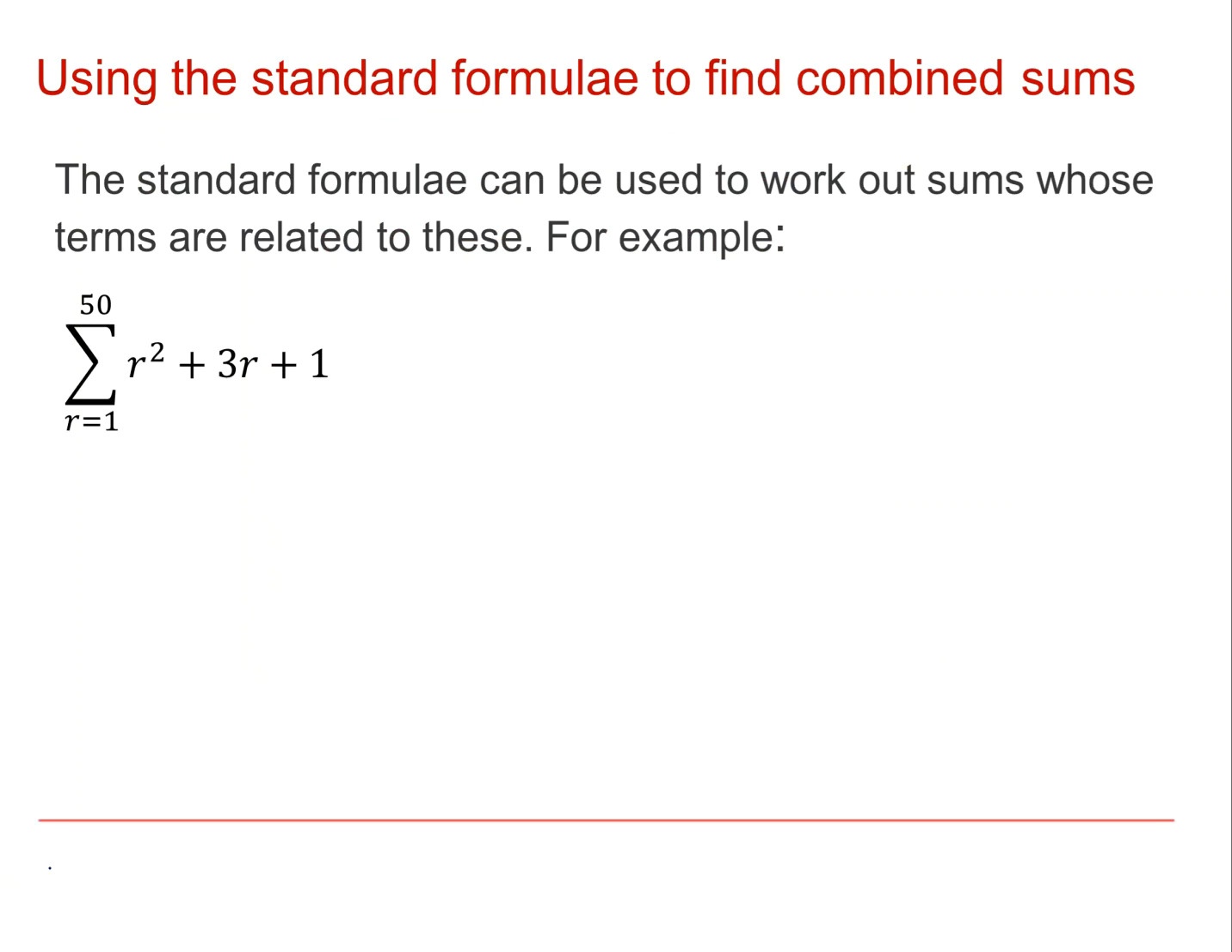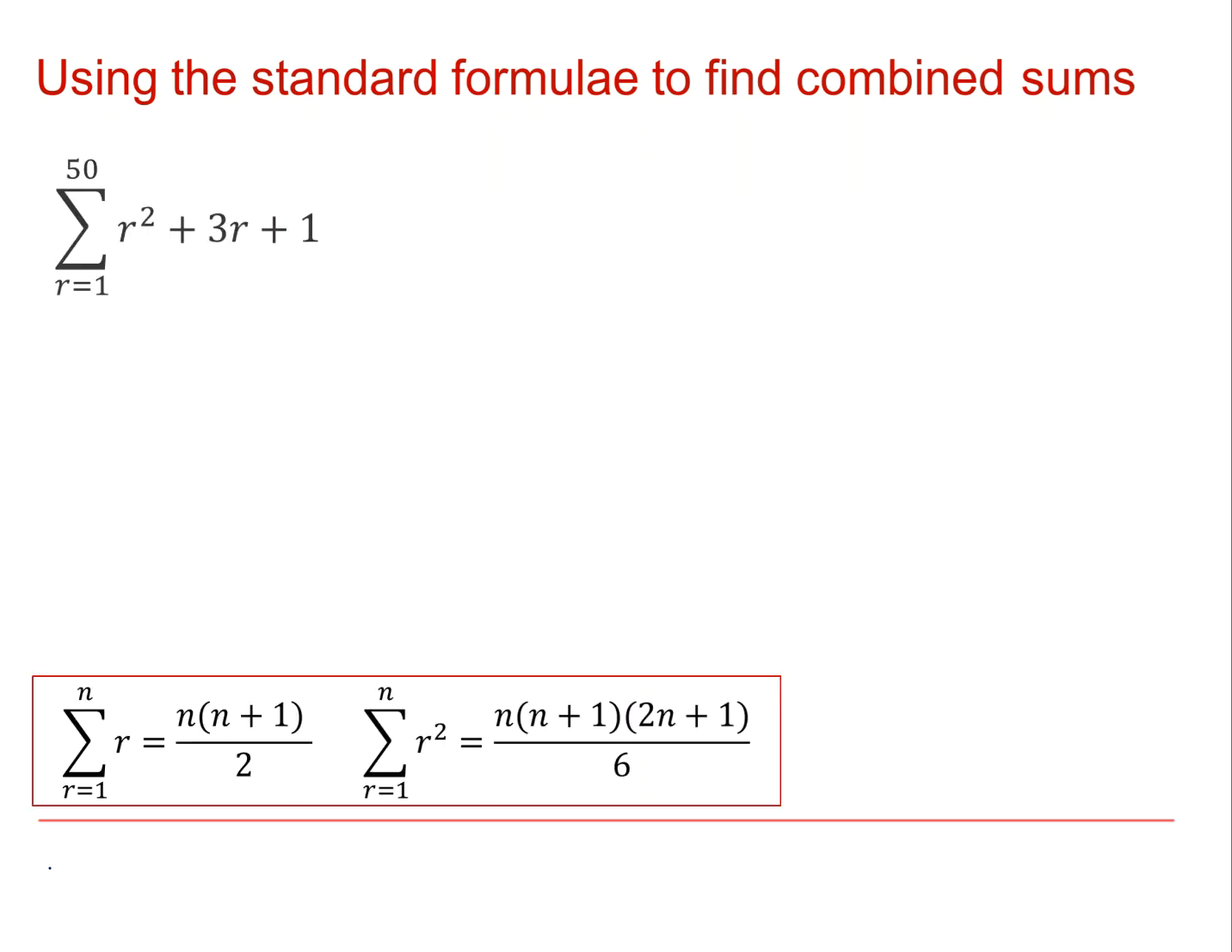We can use the standard formulae to work out other sums. Here's an example. We're asked to find the sum from r equals 1 to 50 of r squared plus 3r plus 1. We've got our formulae from last time for the sum from r equals 1 to n of r and the sum from r equals 1 to n of r squared. So we can split this sum up.